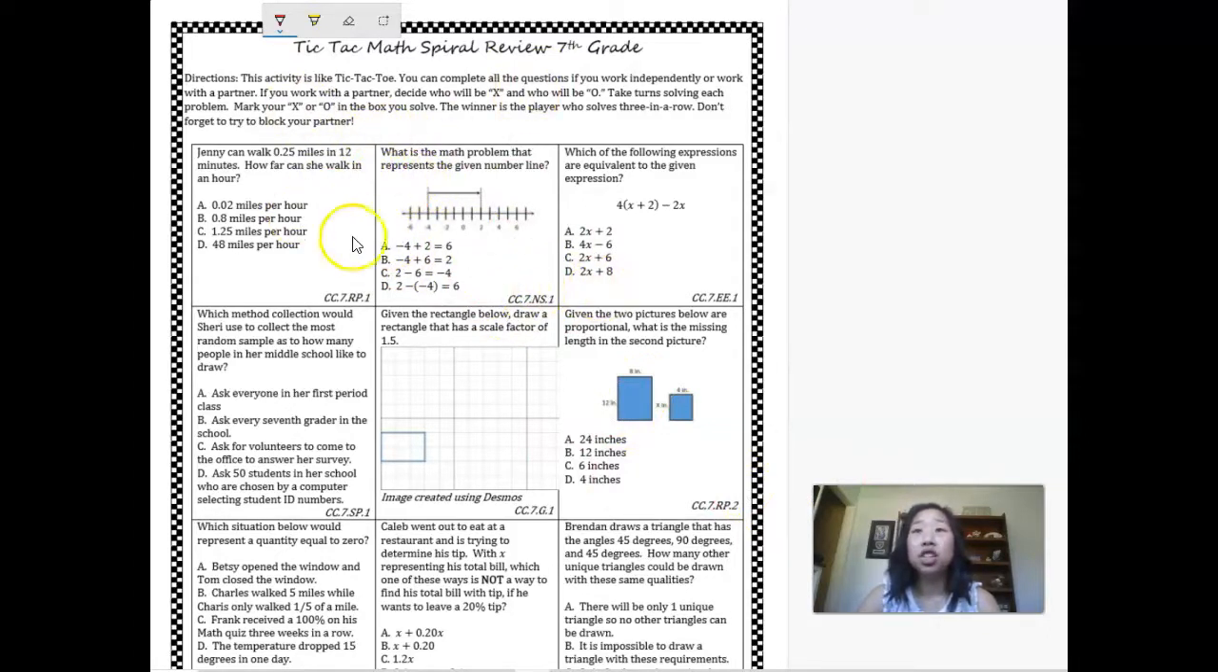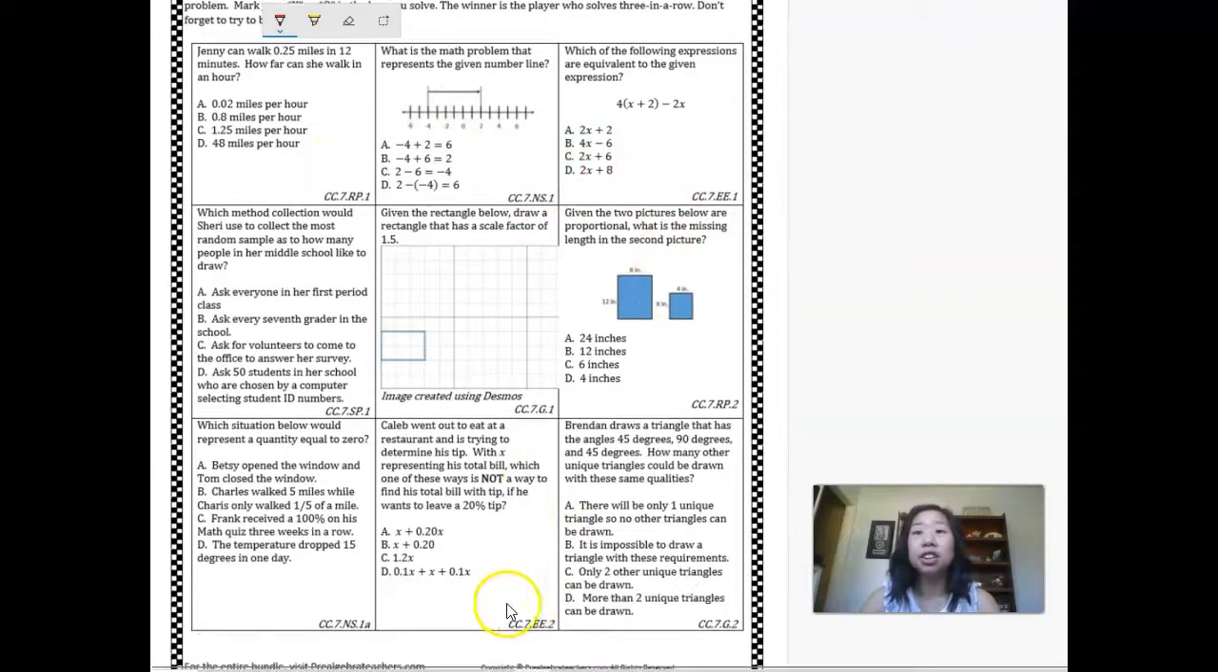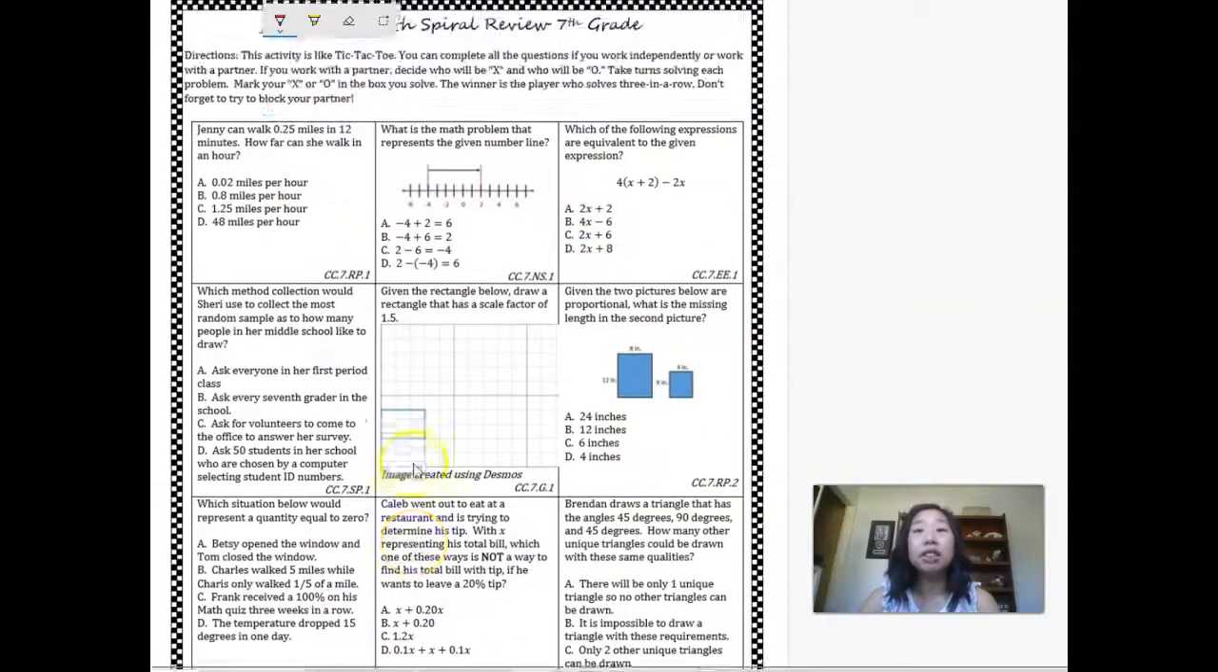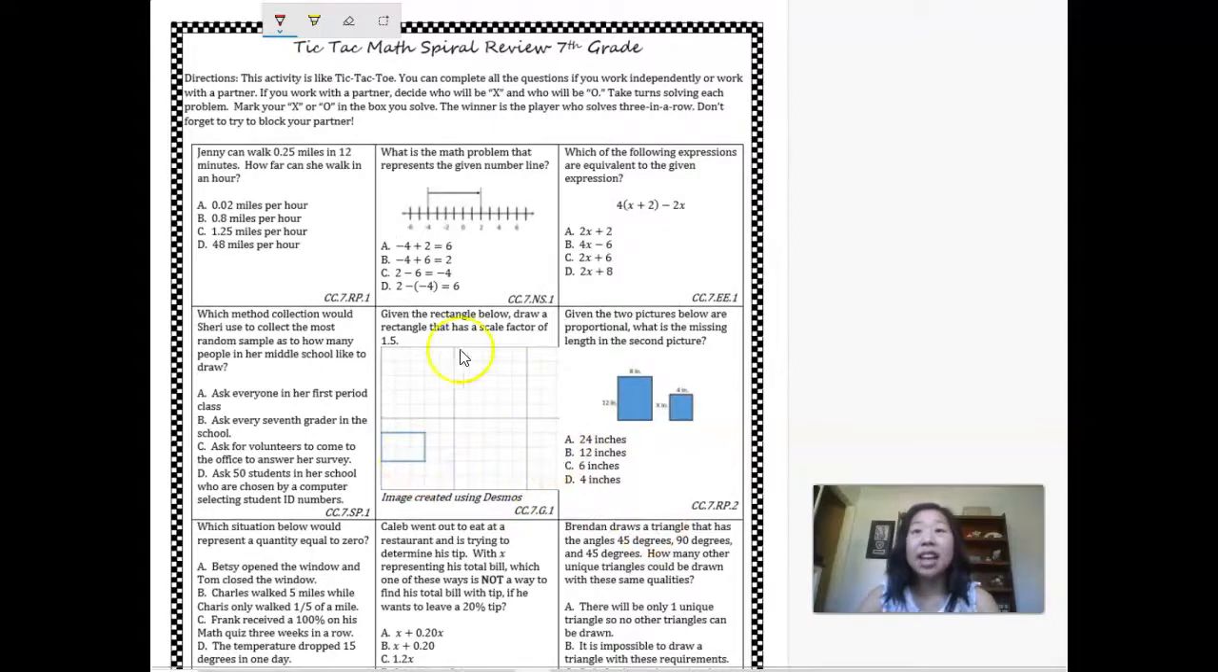So every question along the perimeter here is a multiple choice question. And each question in the center of the page is an open-ended question. The state test covers both types of questions, so we want to make sure our students are exposed to both. And this activity is set up just like tic-tac-toe.